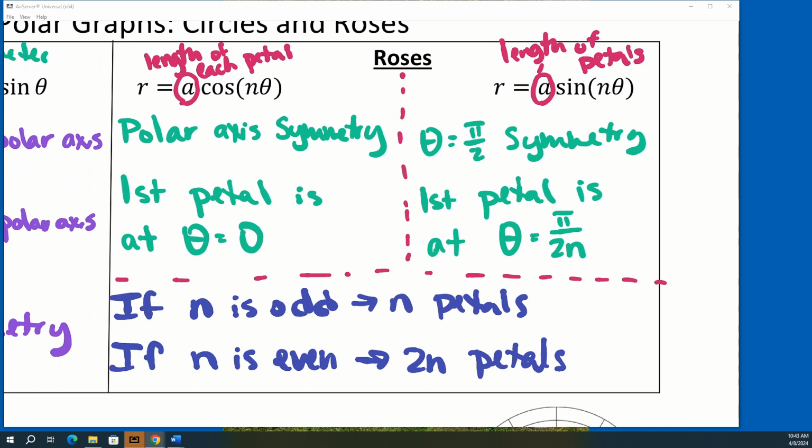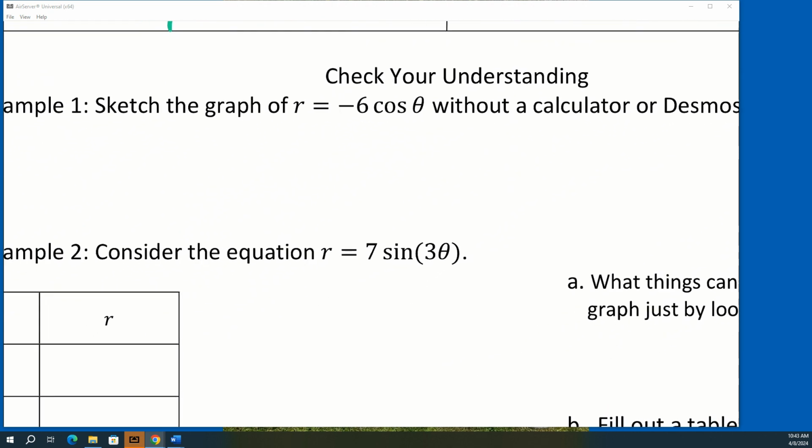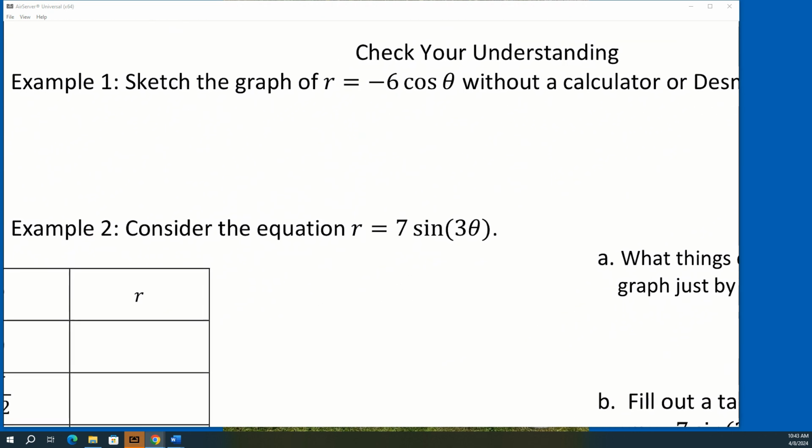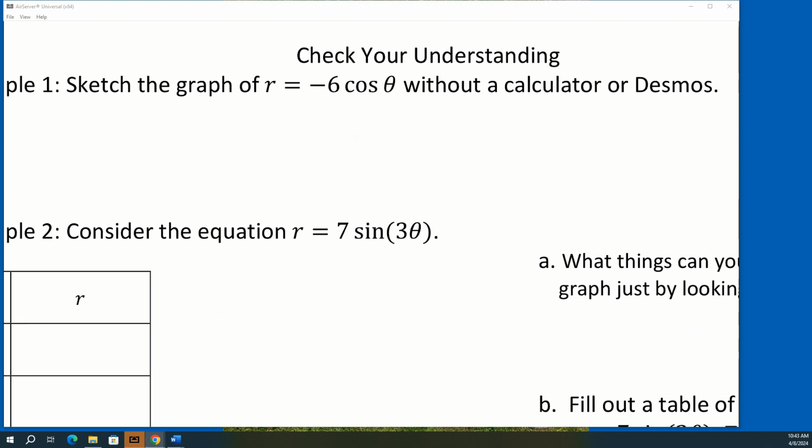Right. So for examples 1 and 2, we're going to be doing a couple of graphs. Example 1 is going to go really, really fast. Example 2 is going to be extremely tedious. What is the graph of example 1 going to be? A circle or a rose? Circle. So if theta doesn't have a coefficient other than 1, it's a circle.